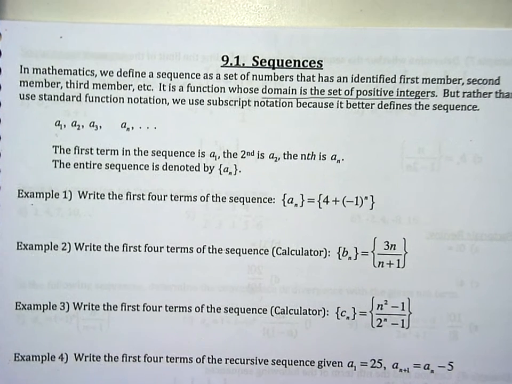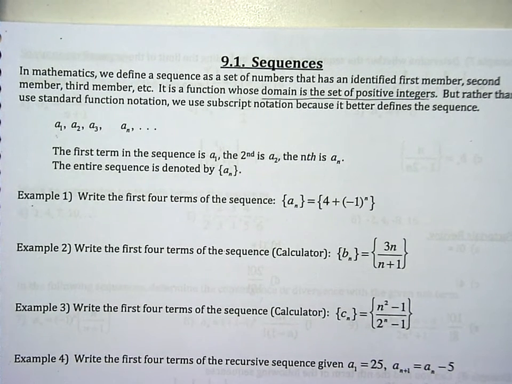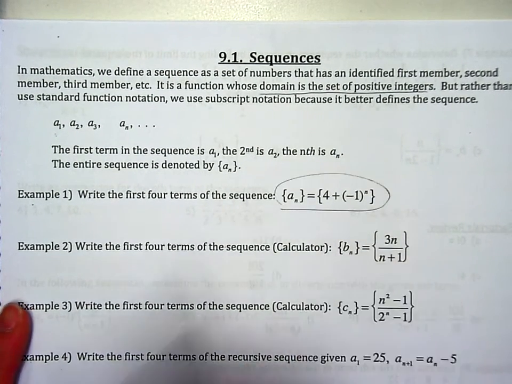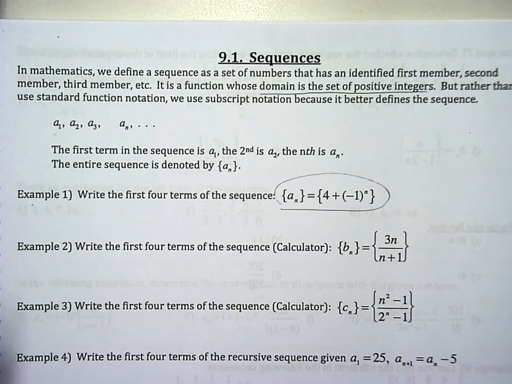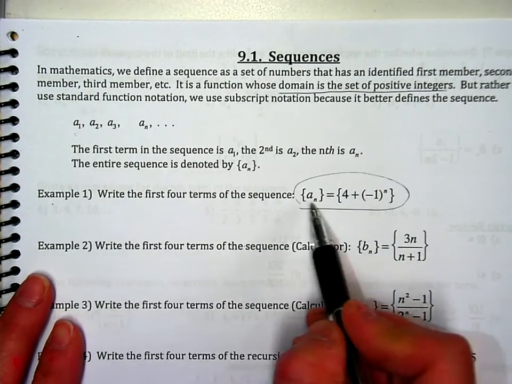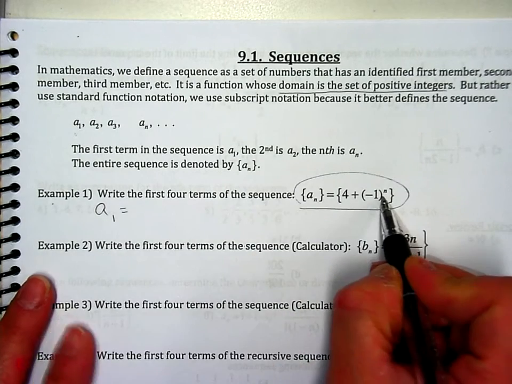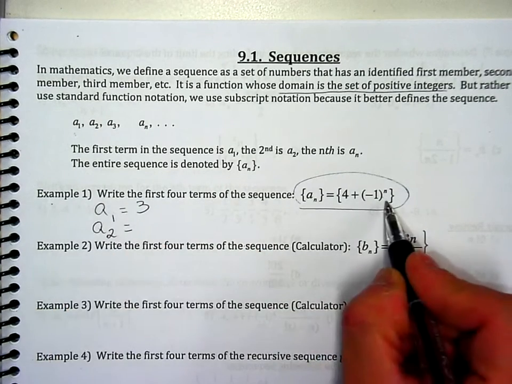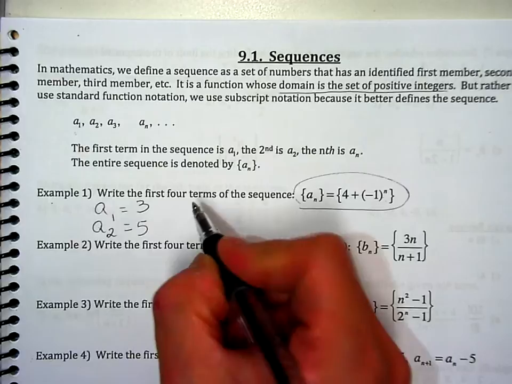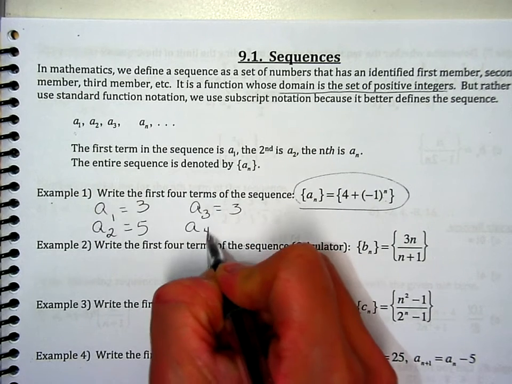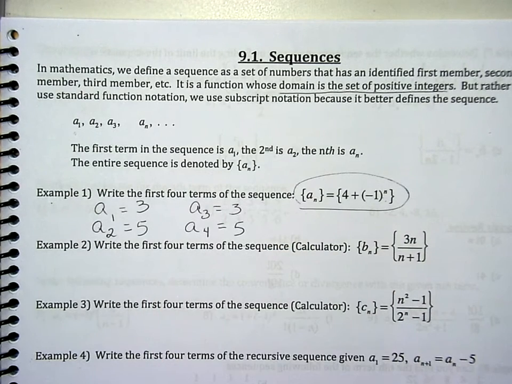The first couple things I want to be able to do is write out the terms in my sequence. So if this is your general formula for a sequence where n is a positive integer, then in order to find the first four terms, a sub 1, I'm going to plug in 1 for n, that will give me 3. A sub 2, I'm going to plug in 2 for n, which will give me 5. And the pattern continues, and these are my first four terms, 3, 5, 3, 5, etc.